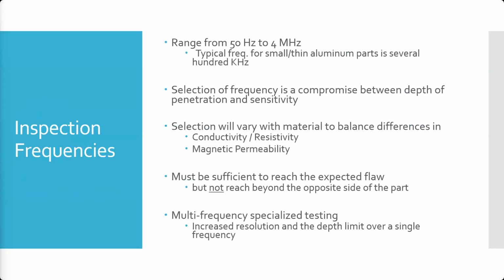So, again, you're looking at that conductivity, resistivity, magnetic permeability when you're deciding what kind of a test you're going to set up. We want to reach the expected flaw, but there's really no point in reaching way beyond the expected flaw because our sensitivity is going to drop if we do that. And so that's why we have different probes that run at different frequencies for surface cracks than we do for finding something like backside corrosion.